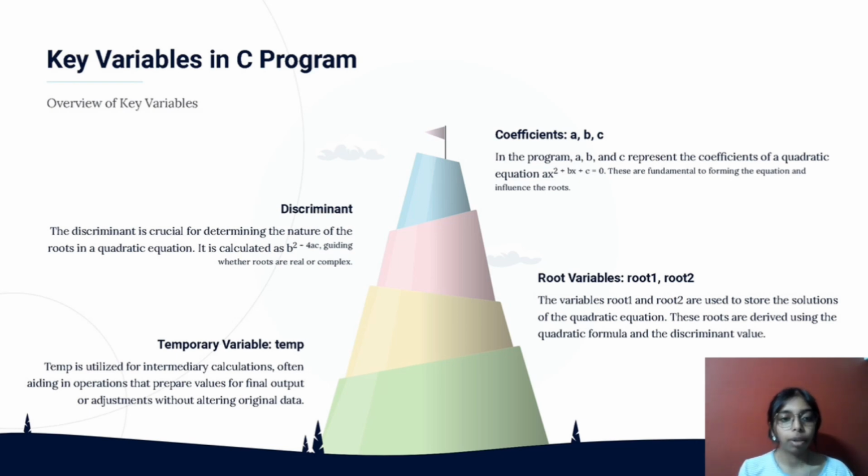Discriminant. The discriminant is crucial for determining the nature of roots in a quadratic equation. It is calculated as b squared minus 4ac, guiding whether roots are real or complex.